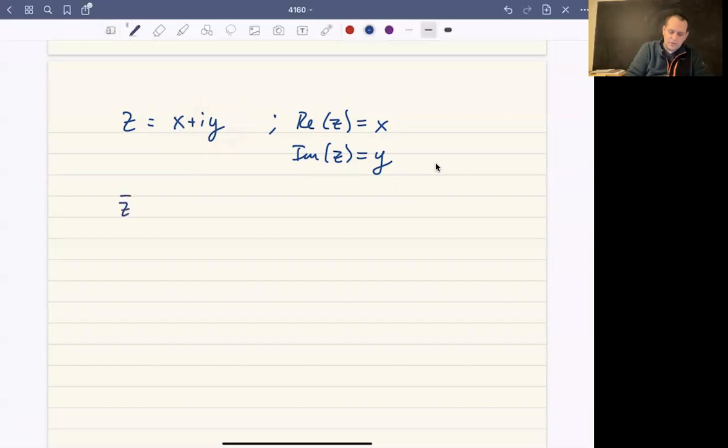We've talked about the complex conjugate, which is x minus iy. We've talked about the modulus of z. If you think of complex numbers on a plane, the modulus of a complex number is the distance on the plane to the origin, or it's also given by the square root of the real part squared plus the imaginary part squared. And along with the modulus was the argument of z.